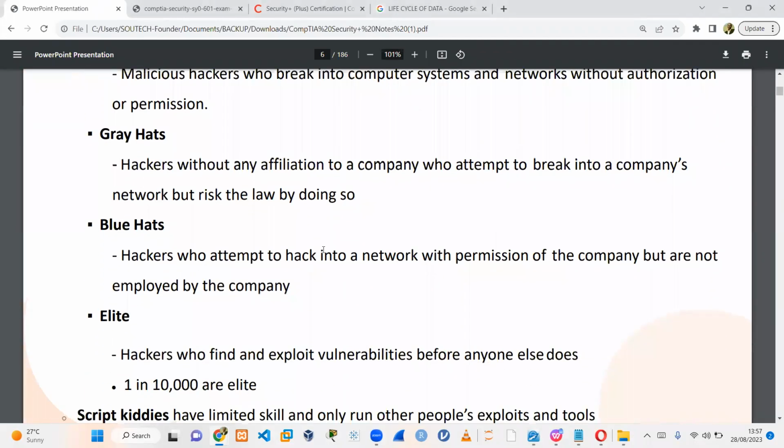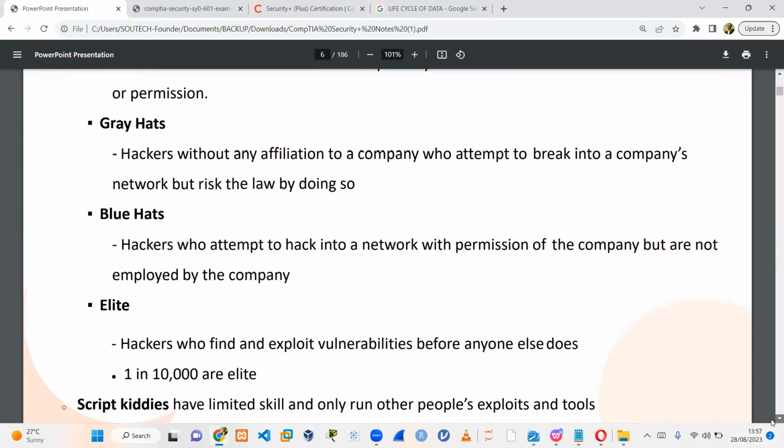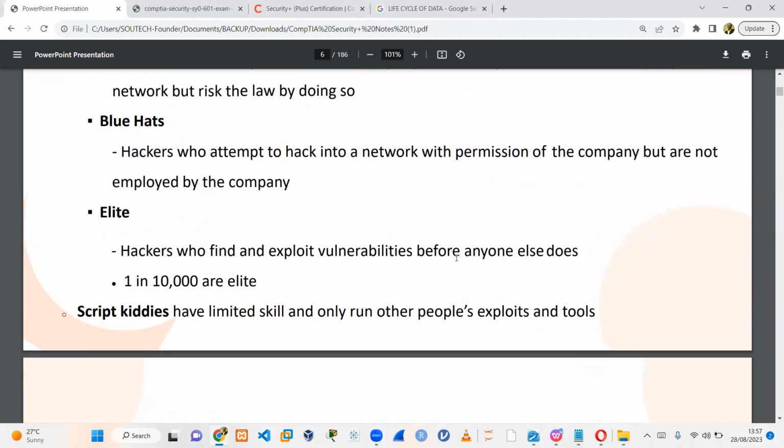Like blue hats, who attempt to break into a network with the permission of the company but are not employed by the company. Of course, you have elite hackers. They find and exploit vulnerabilities before anyone else does. There's this concept to talk about: a zero-day hack. Anytime you hear the word zero-day hack, we are talking about a hack that is not known by the company. Now, it's actually very difficult, especially for Fortune 100, Fortune 50, Fortune 500 companies.